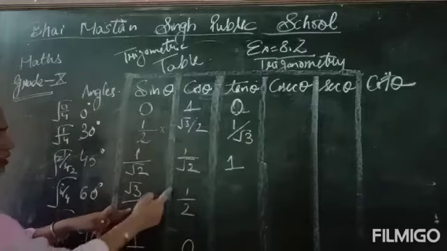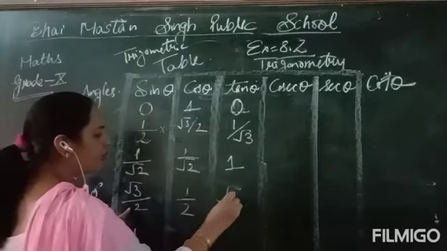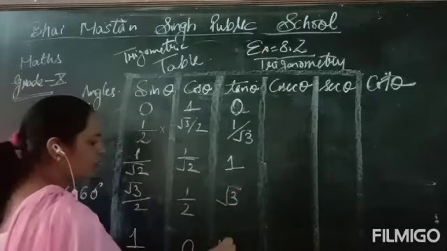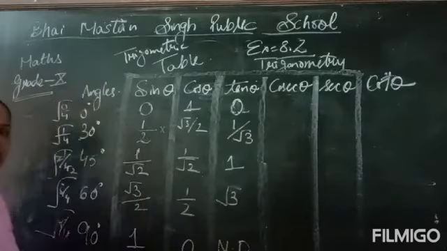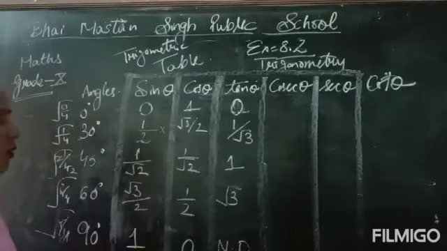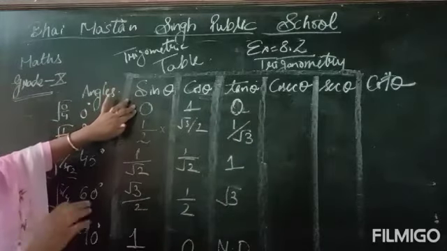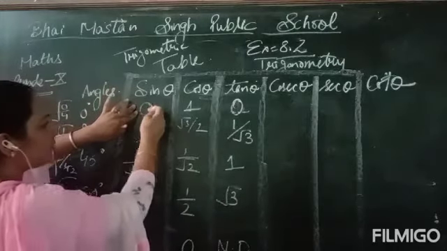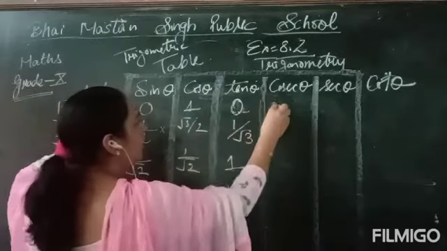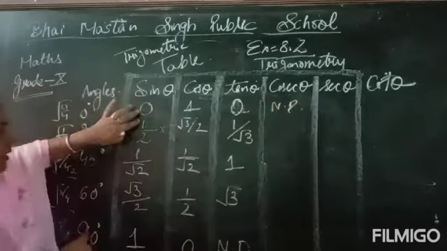Root 3 by 2 divided by 1 by 2, I got root 3. 1 by 0 is not defined. If 0 is in the denominator, we cannot find the value. So next is cosecant. Cosecant is the reciprocal of sine theta. So sine theta's reciprocal, it means 1 by 0. It is not defined. We cannot define this.